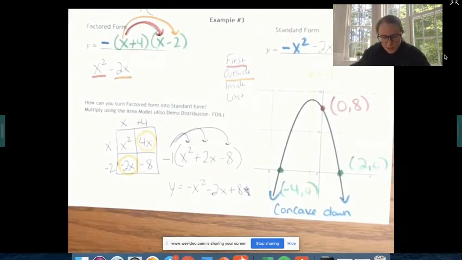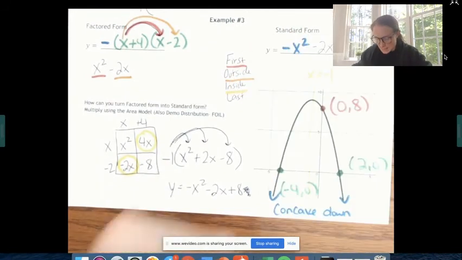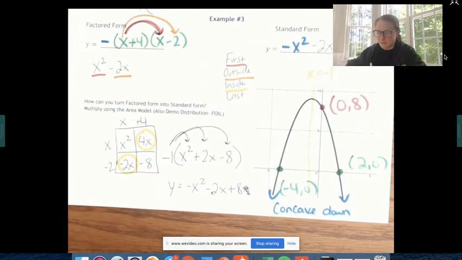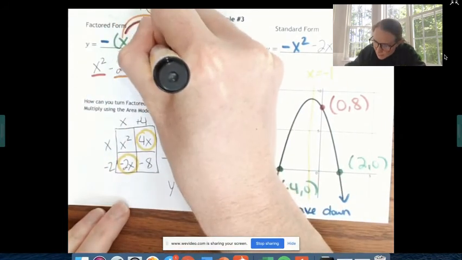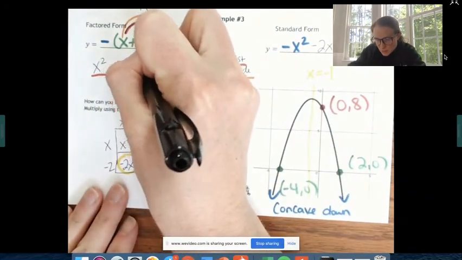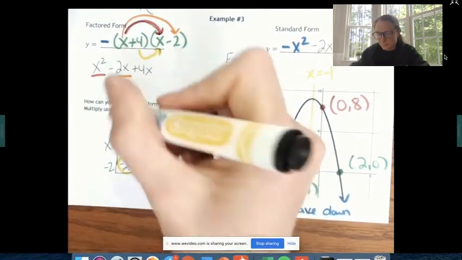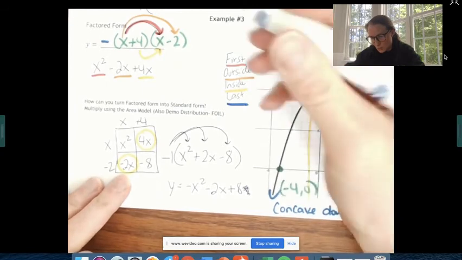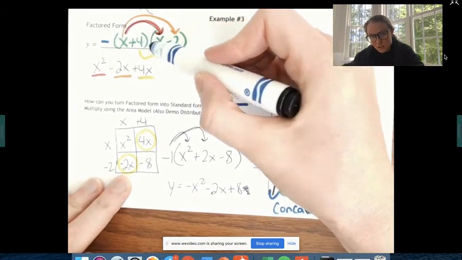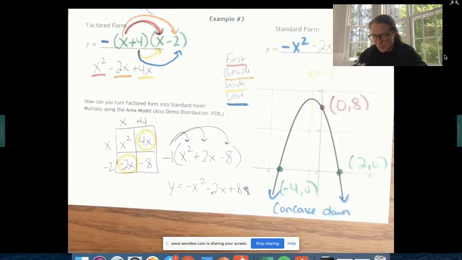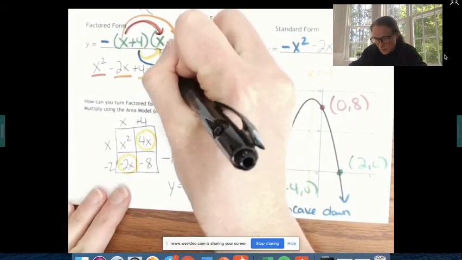Next is inside. You go to the 2 terms that are on the inside and multiply these 2. So you get 4 times x, which is plus 4x. And then finally, we do our last terms. We take the last one of this factor and the last one of that factor, and we multiply. 4 times -2 gives me -8.